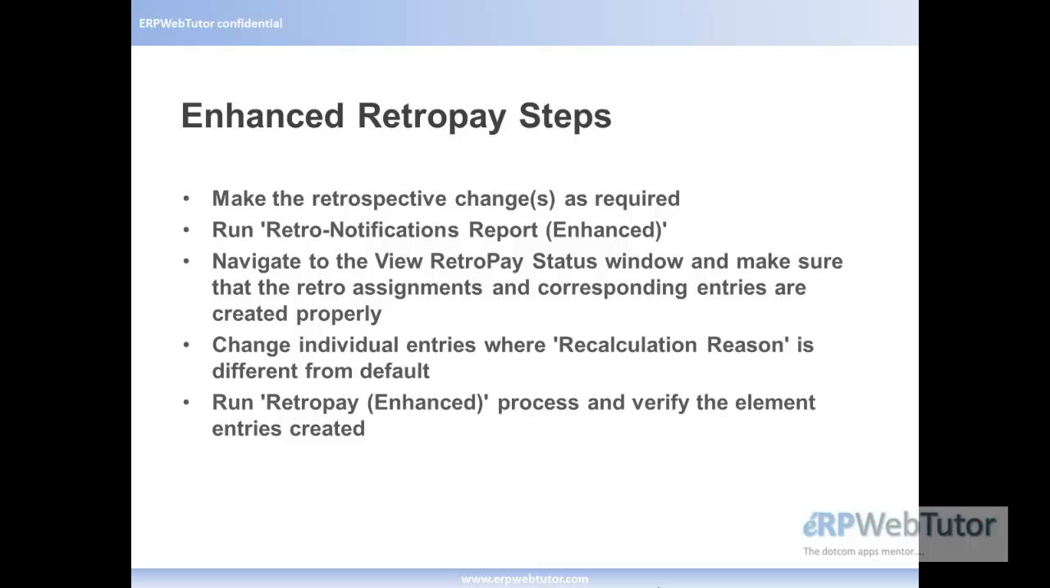The next step is to change the individual entries where the recalculation reason is different from default, which is not a usual practice. You would not do this frequently. The last step is to run the Retropay enhanced process and verify the element entries created. So these are the steps that you would do as a practice when you do the Retropay process. These are not the setup steps, but the actual transaction steps, the processing steps.